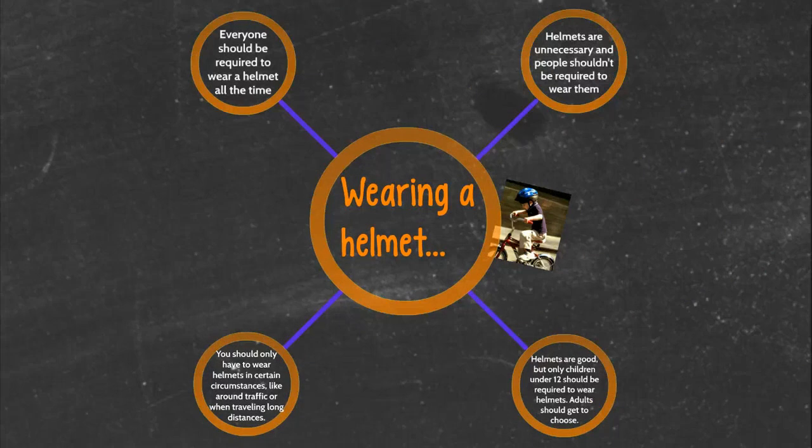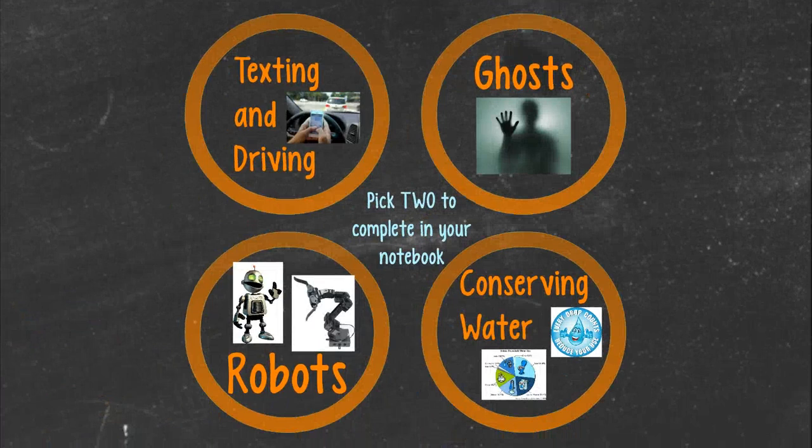Okay, so I'm going to have you do this for me real quick. I'm going to give you 4 more topics, and I want you to choose 2 of them. So texting and driving, ghosts, robots, and conserving water. And remember, conserving means like saving water, right? So looking at those 4 topics, just off the top of your head, which one do you feel like you could talk the most about? Which of those do you feel like you could see how multiple different people would feel differently about that topic?